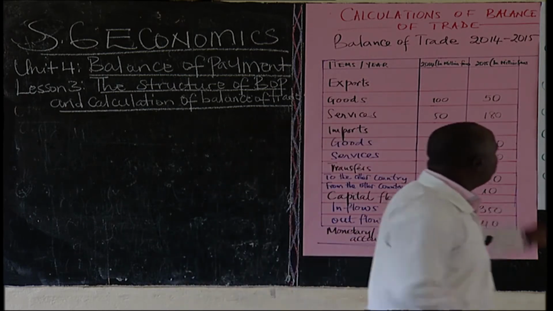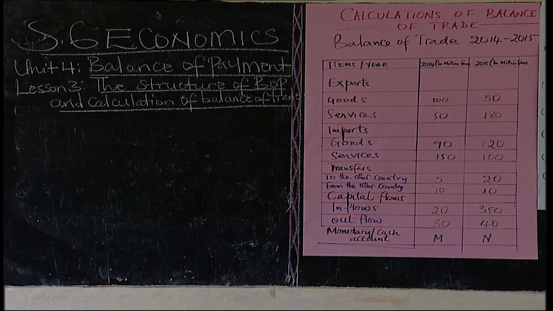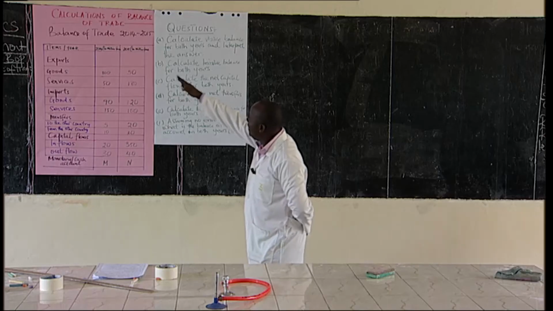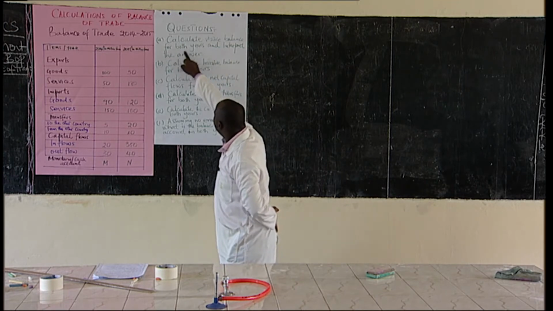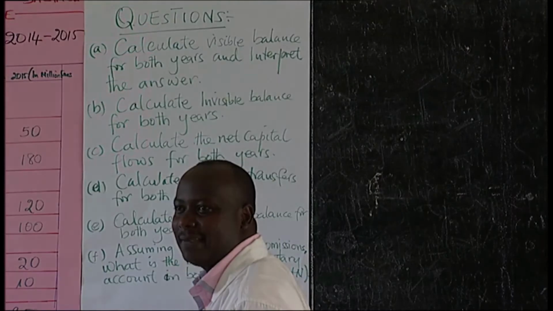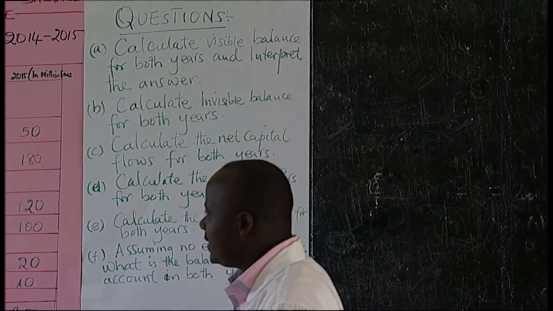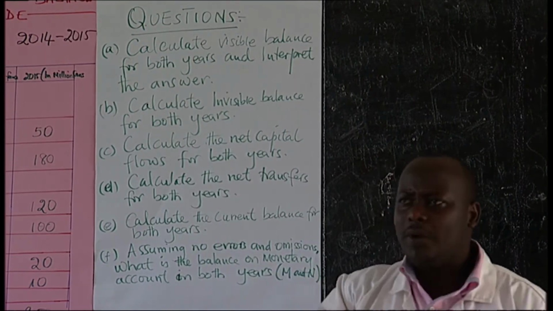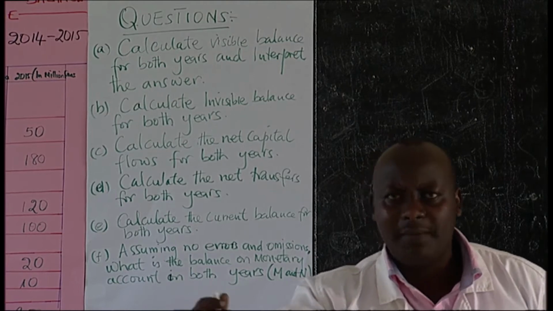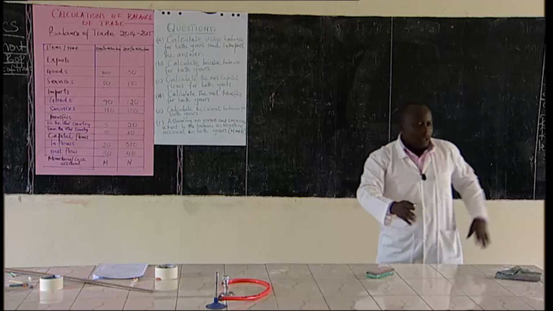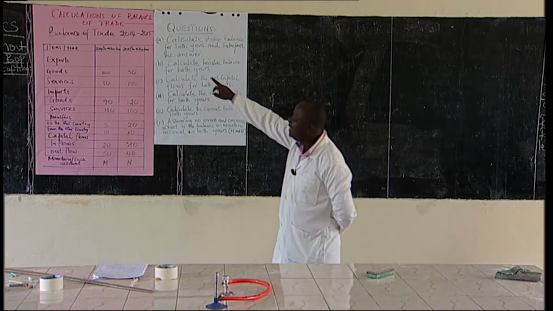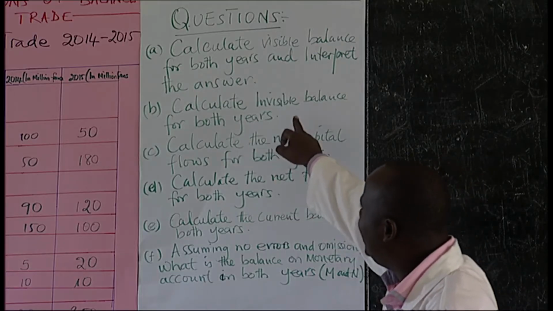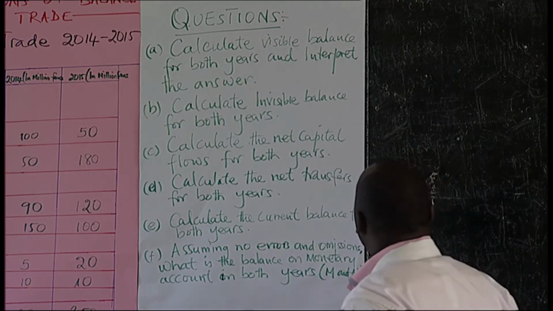Now, these are the questions. Learners, the first question, we are going to calculate the balance of trade. The first question is, calculate the visible balance for both years and interpret the answer. How do we get the visible balance? You remember very well, learners, when we were studying the components of the balance of payment account, we said the visible balance is the difference between earnings on goods exported and expenditure on goods imported.